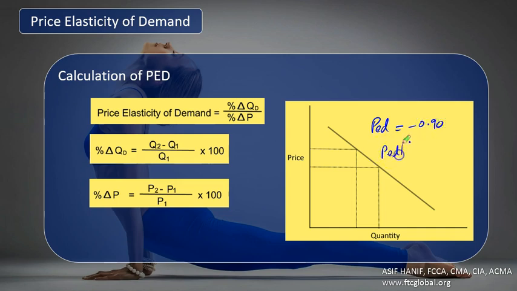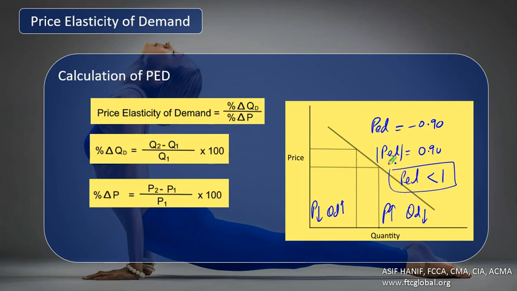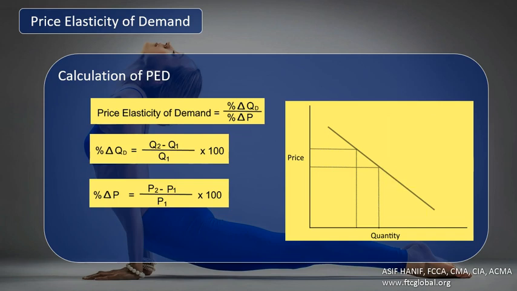Ignoring the negative sign for interpretation, it's 0.9. So price elasticity of demand is less than 1. So we can say that this item is relatively price inelastic. Means if the price goes up, quantity demanded falls, but less proportionately. If the price is decreased, quantity demanded goes up, but less proportionately, means it is less responsive. Having price elasticity of demand less than 1 means that item is less responsive to changes in price.